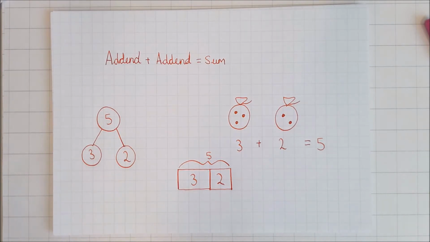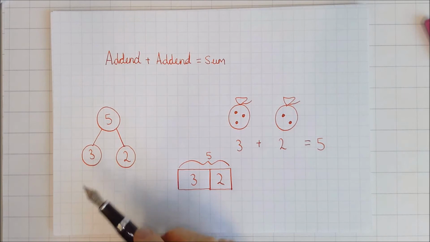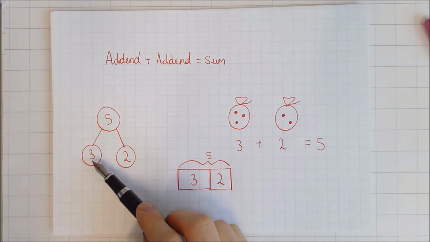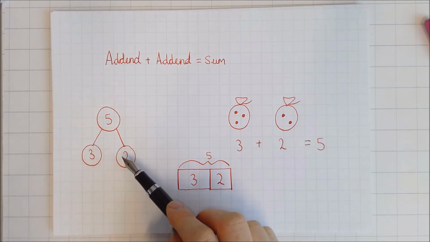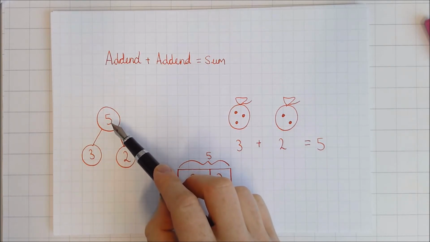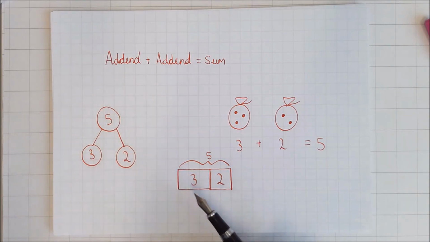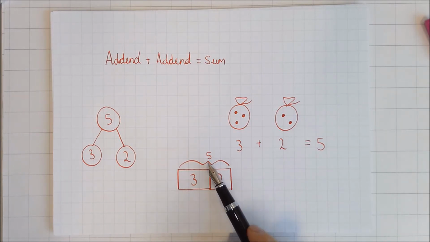Here are some other ways in which we might represent that addition. Here we have a part-whole model. 3 is an addend, 2 is an addend, and 5 is the sum. Here is a bar model. Which numbers are the addends? Which number is the sum? If you said that the 3 and the 2 are the addends and the 5 is the sum, you are correct.